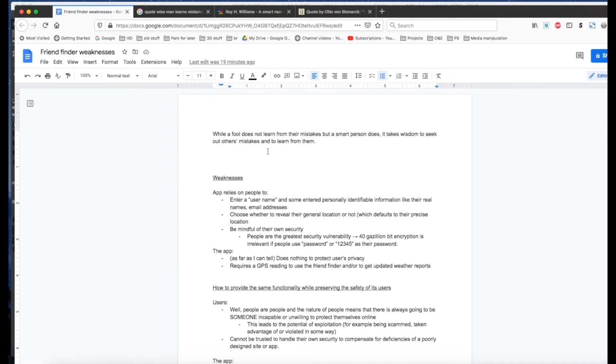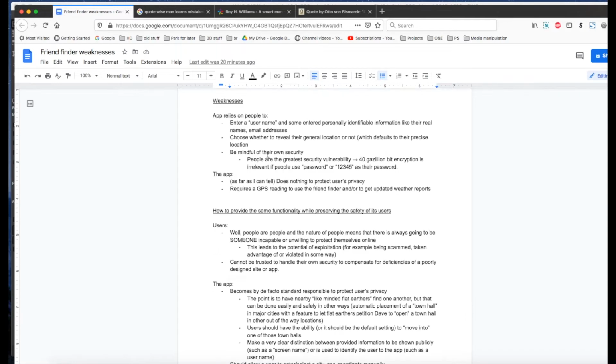And so I thought I was going to reword that slightly and apply it to this situation. While a fool does not learn from their own mistakes, but a smart person does, it takes wisdom to seek out others' mistakes and to learn from them. And so there's definitely a deficiency in the application related to security. And I thought that it was going to be so important that I actually wrote notes, and you can just follow along on the screen.